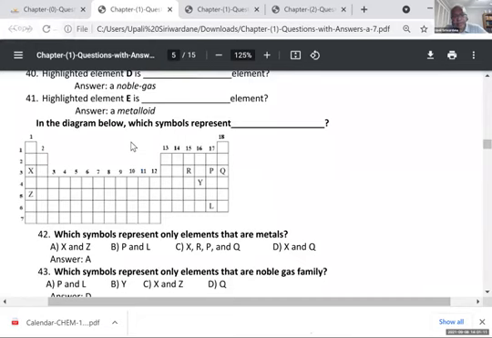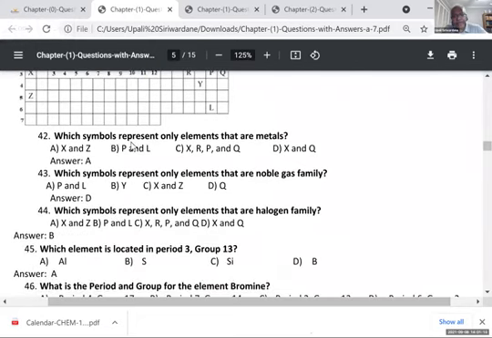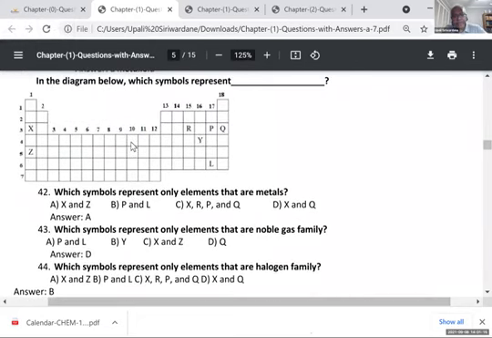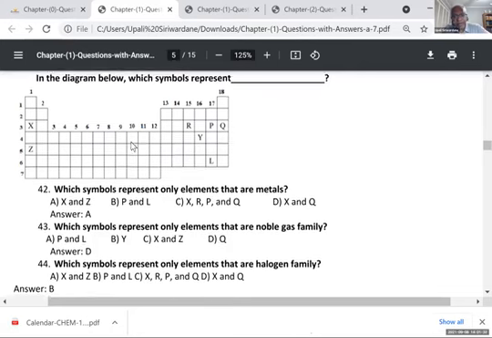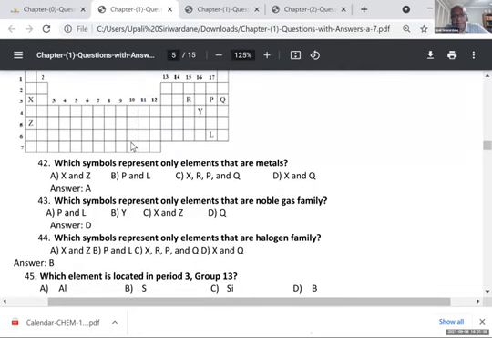This question is also asking, number 43, which represent elements that are metals, only elements that are metals. X and C is the answer, A. Which symbol is the noble gas family? D. It's pretty easy.